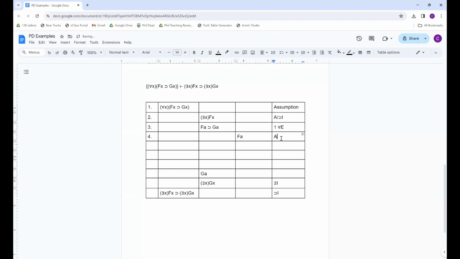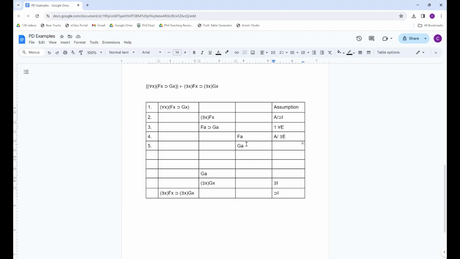So we'll assume FA for existential elimination. Then here we can use conditional elimination to get GA from 3 and 4.